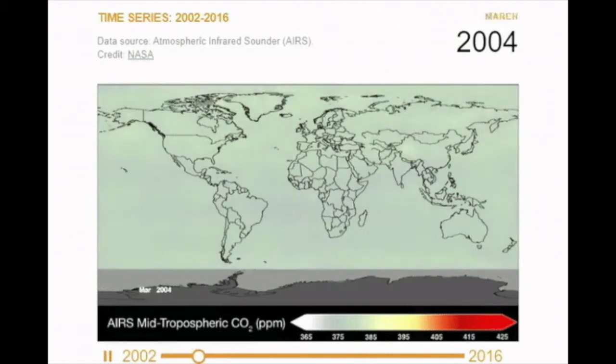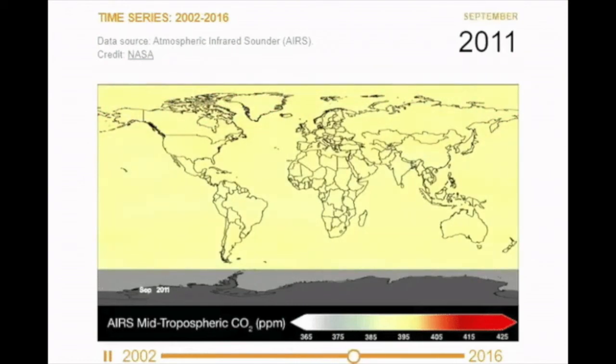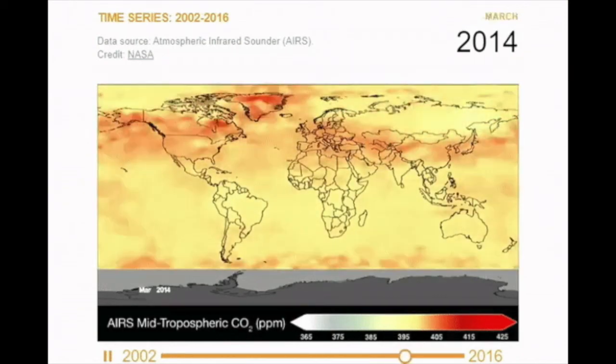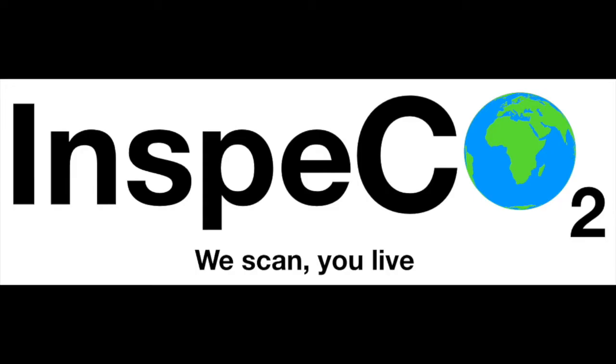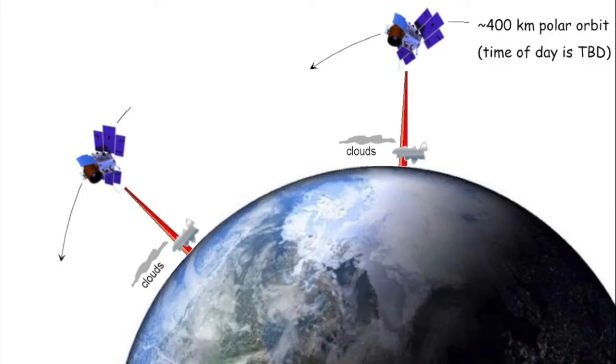Global warming is becoming a greater issue and will continue affecting the world we live in. Because of this, it is important for us to monitor and control the effects of greenhouse gases such as carbon dioxide. INSPECO contributes to the global warming crisis solution.